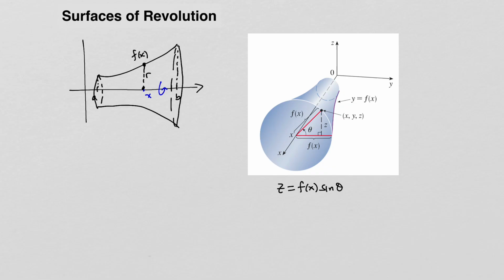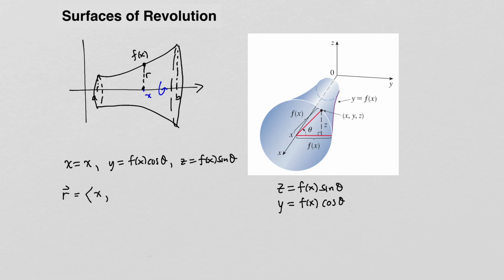And then the y-coordinate would be this distance here. This distance corresponds to the y-axis. And so the y-coordinate would be f of x cosine of theta. And then the x-coordinate would just be x. And so we can parameterize this surface by letting x equal x, letting y equal f of x cosine of theta, and letting z equal f of x sine of theta. Or as a vector function, simply x, f of x cosine theta, f of x sine theta.